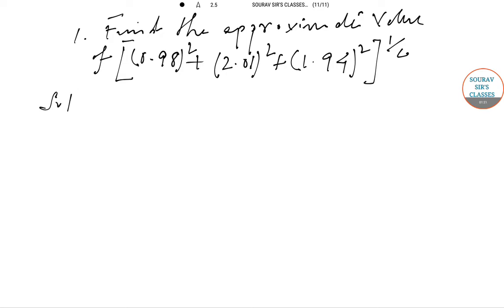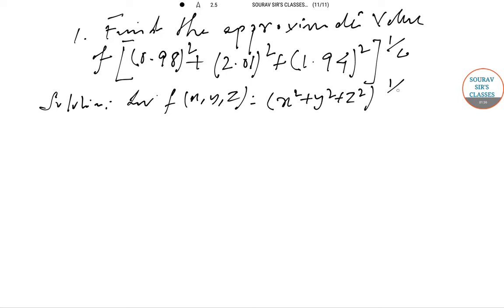How to solve it. The solution is: let f(x, y, z) is equal to (x square plus y square plus z square) to the power half. So taking x is equal to 1, y is equal to 2 and z is equal to 2. See, y and z are very close to 2, so we can take them, and 0.98 is close to 1.